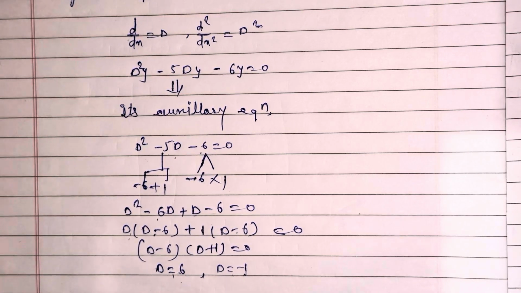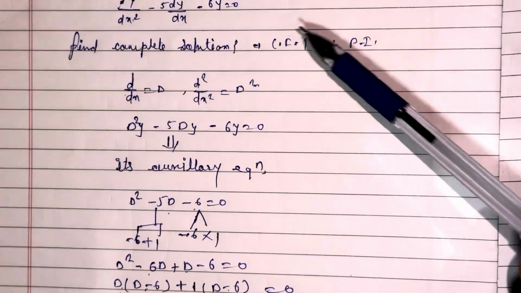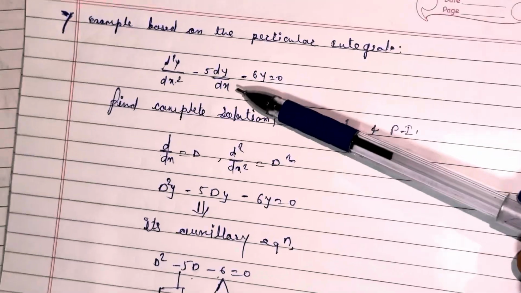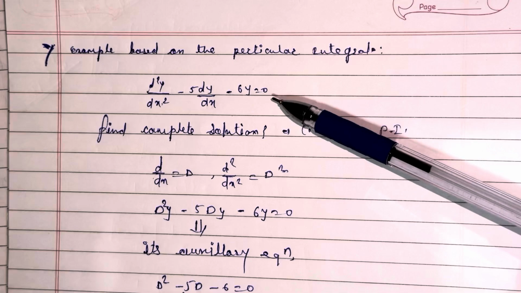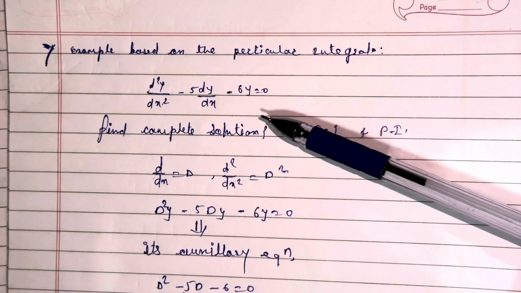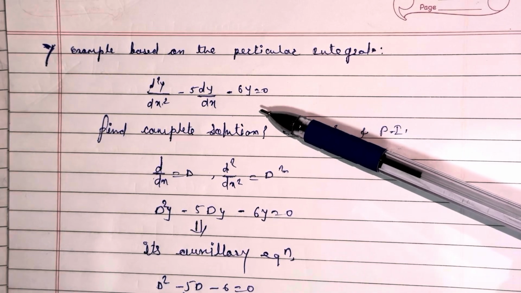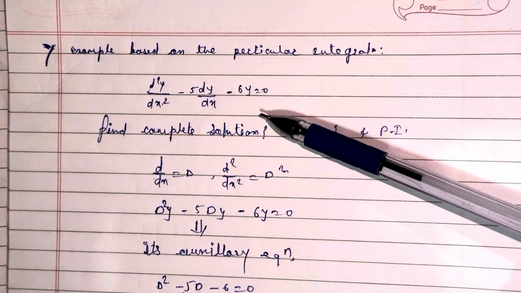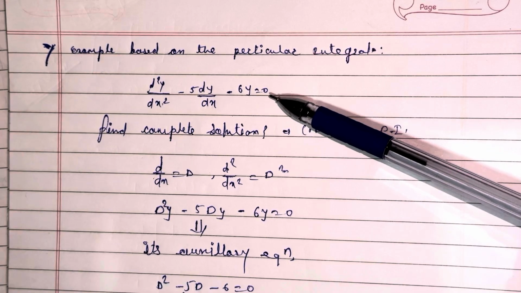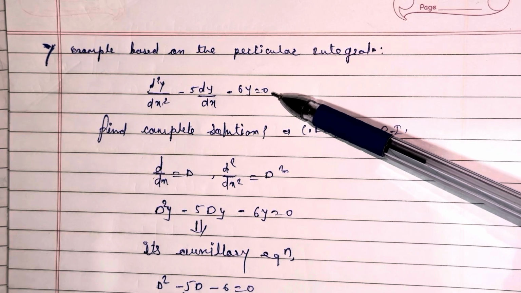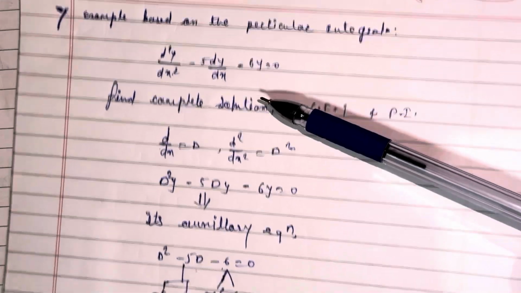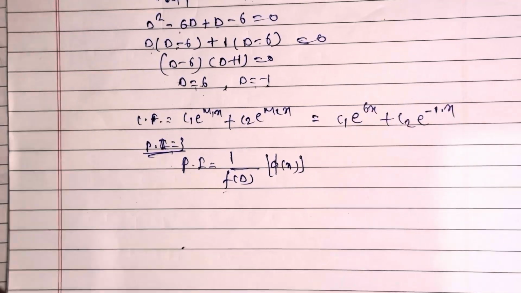And what about phi of x? It is the right hand side we have here, which is 0. This one is our phi of x. As we don't have any phi of x present in the given differential equation, we consider phi of x as 0. Okay, let's go for the next step.